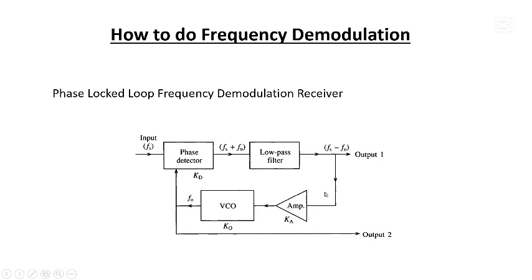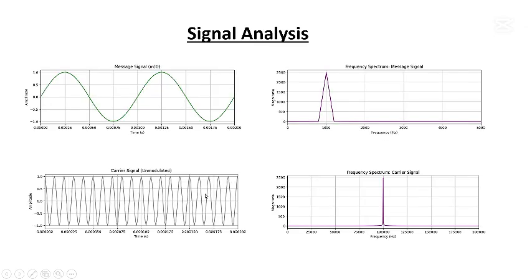So in this case we have a phase lock loop, in which the output goes back to the first place, and here we have a loop. All right, if we compare the signal analysis, this is the message signal, and here we have its frequency spectrum, a frequency of 1 kilohertz sinusoidal wave. Here we have a carrier wave, and it is about 100 kilohertz.